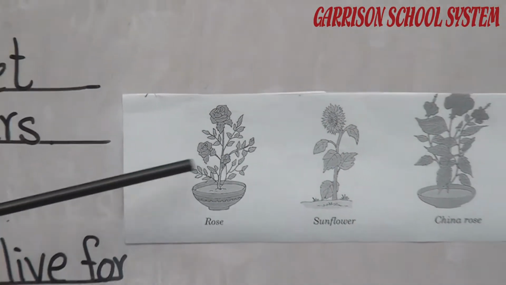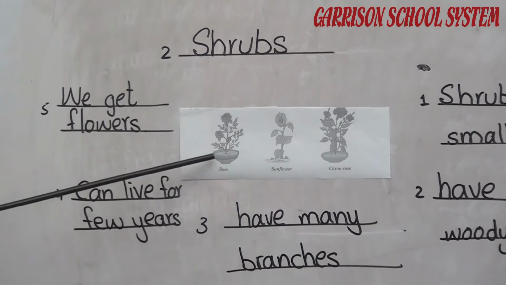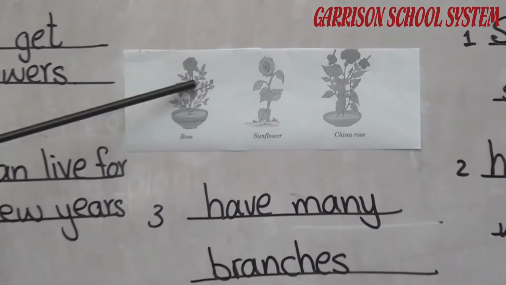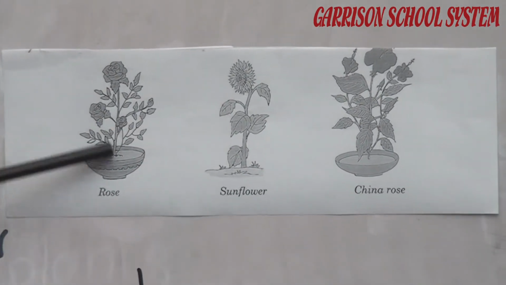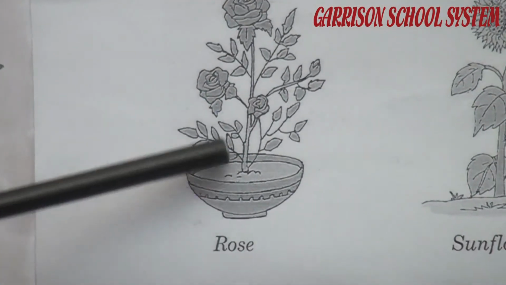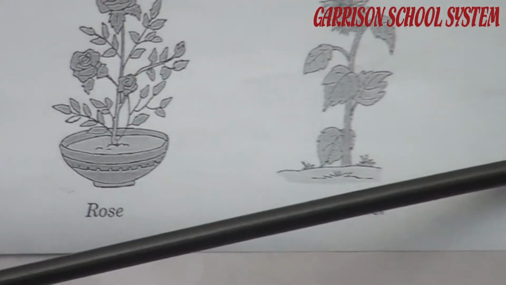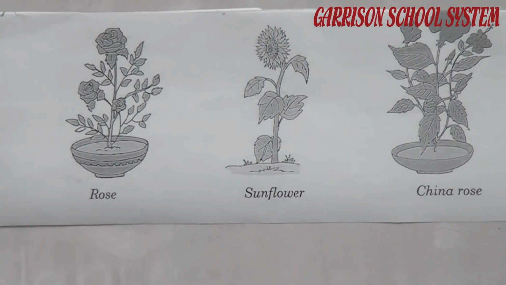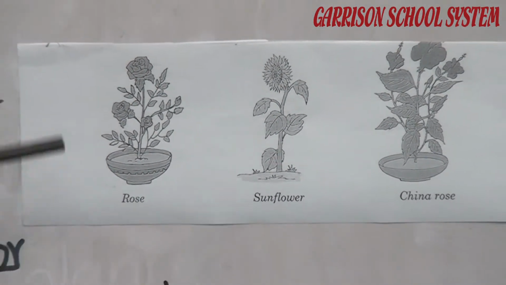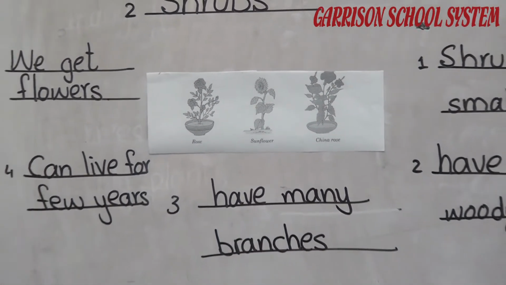You can see the different types of shrubs here. You can see that these are the branches and their stems are also many in number. And there is no proper difference between the stem and the branches, and they are also small in size as compared to trees.